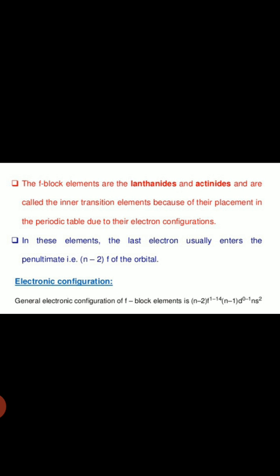The F block elements are divided into two types, lanthanides and actinides. The lanthanides are also called lanthanoids and actinides are also called actinoids. Now in these elements, as I said, the last electron enters the anti-penultimate, that is the (n-2) f orbital. So students, it is anti-penultimate. The general electronic configuration of F block elements is (n-2) f 1 to 14, (n-1) d 0 to 1, ns 2.